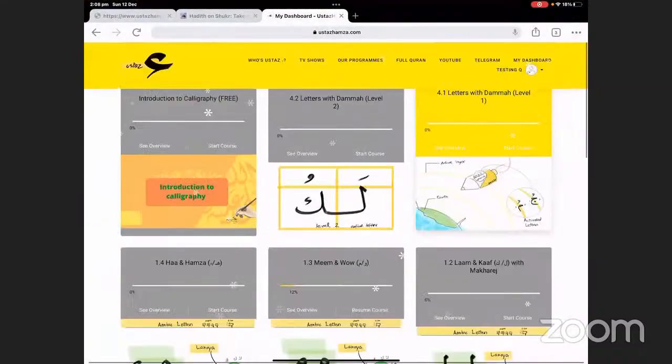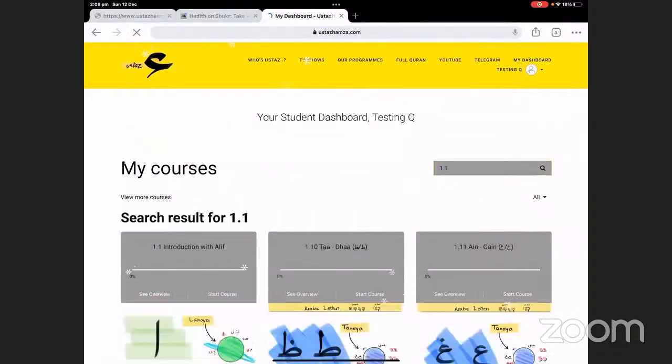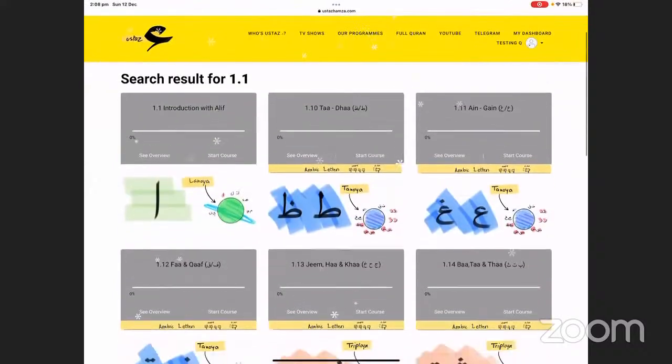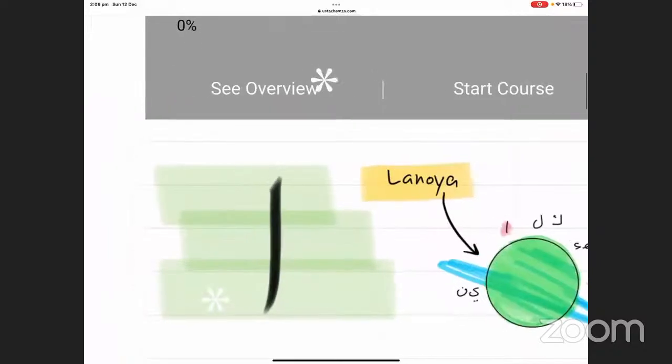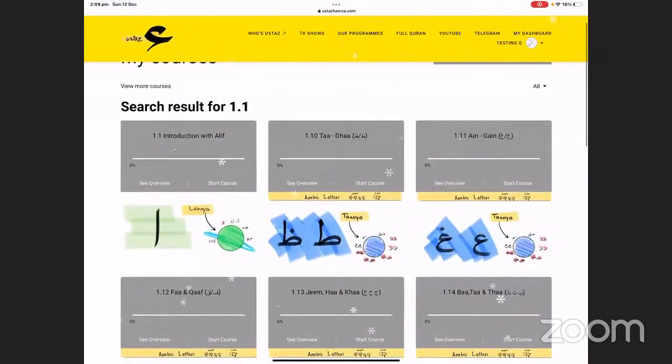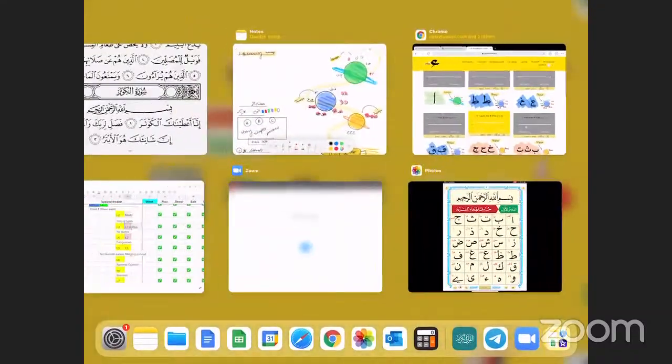Alhamdulillah. These courses here, for example, you have course 1.1 all the way to 1.16. These courses are there to teach you two letters together. Some of them have one letter alone. You learn letters in pairs, but you also learn how to perfect the pronunciation of these letters, which is very crucial, guys. It's very important that when you pronounce a letter, you learn how to pronounce it properly.